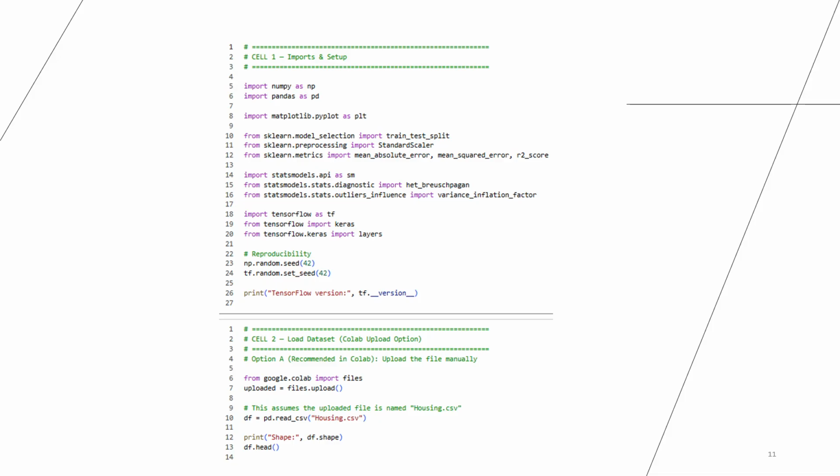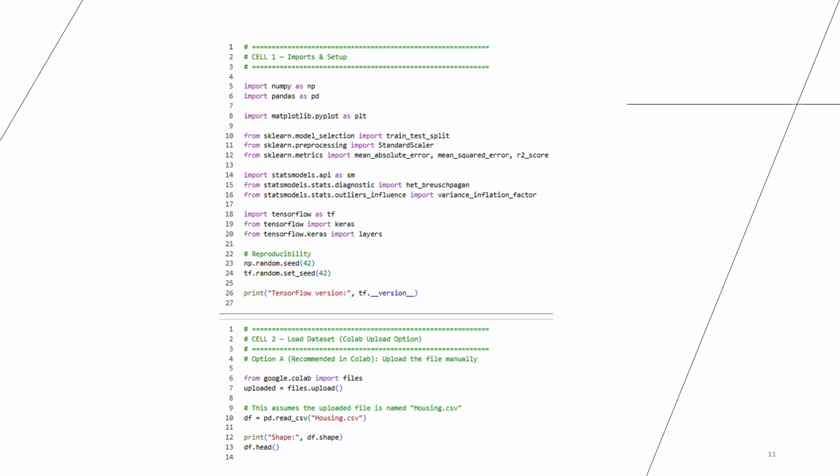After that, we import TensorFlow and Keras, which is the deep learning framework we'll use to build and train our neural network. Then we do something very important. We set random seeds for both NumPy and TensorFlow. This is for reproducibility. In machine learning, randomness shows up in things like initialization and training behavior. So setting seeds helps ensure that if we rerun the notebook, our results stay consistent. And finally, we print the TensorFlow version so we can confirm the environment we're using, especially helpful if we're running this in Colab or switching between machines.